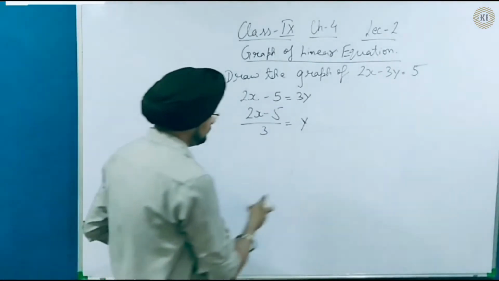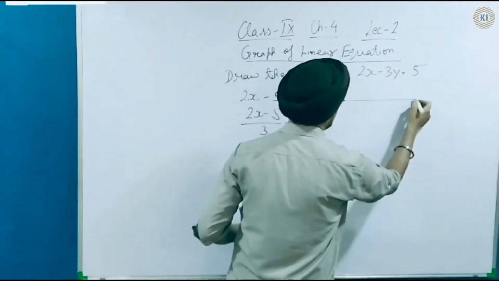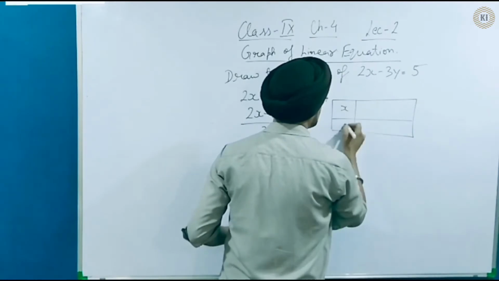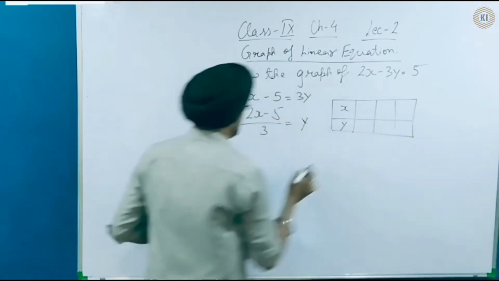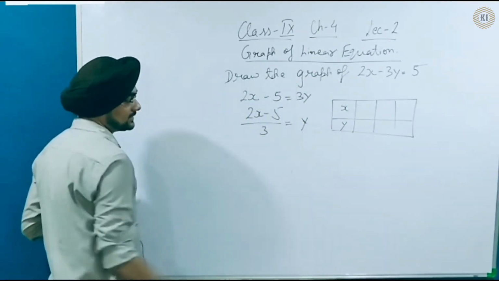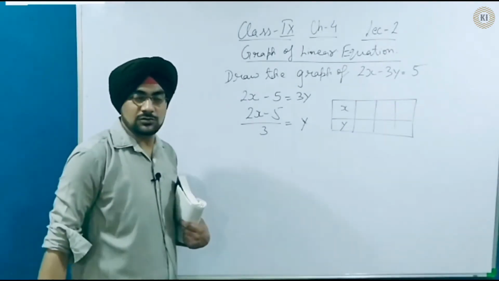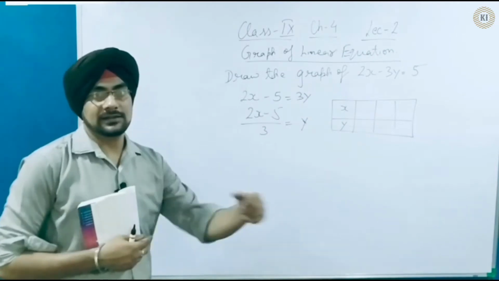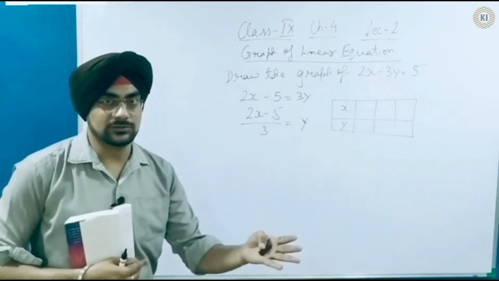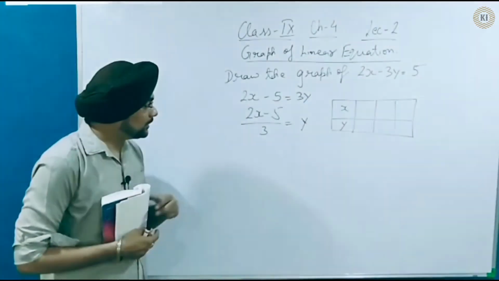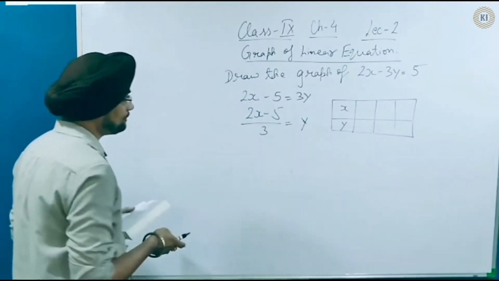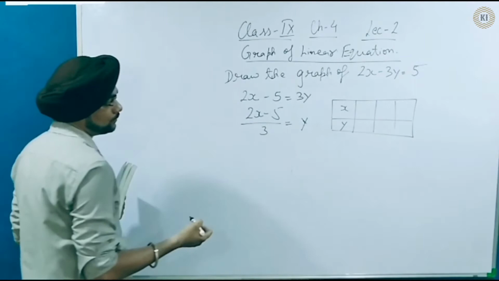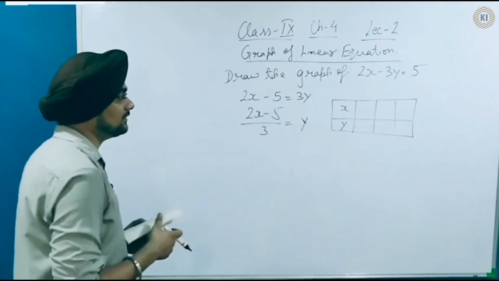Now make the table here, x and y. At the place of x, if we put 0, our answer will be minus 5 by 3. I have told in the beginning to avoid the fractional values. So if we put the value of x as minus 2, then also a fractional value will come.